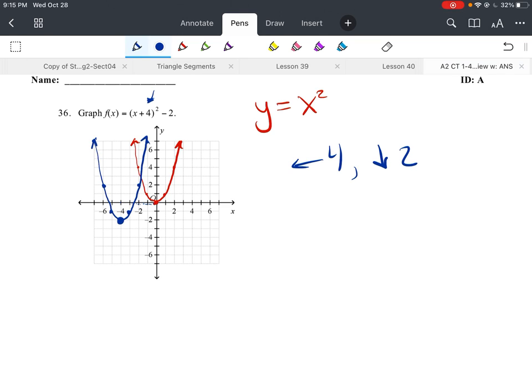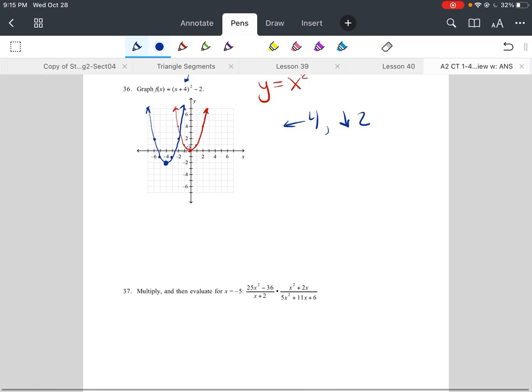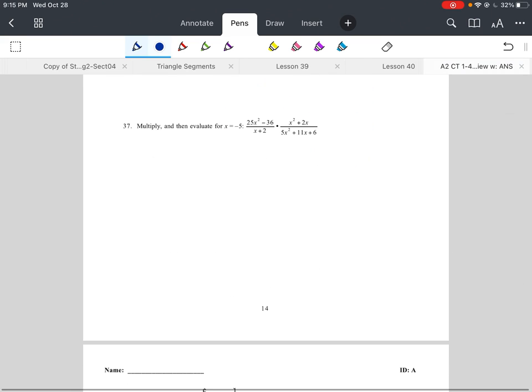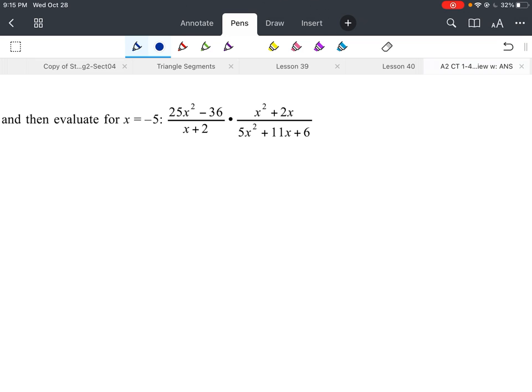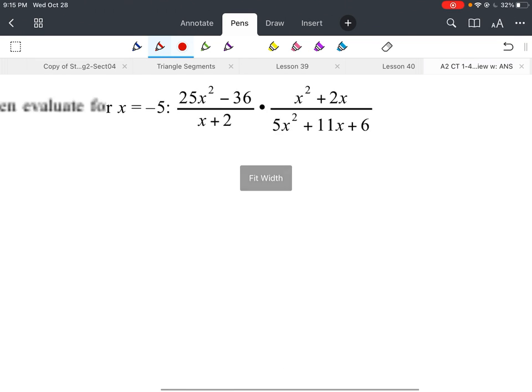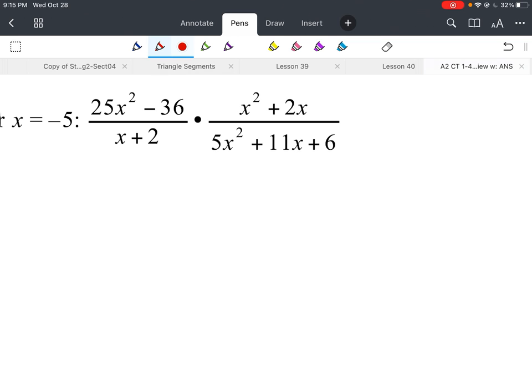And happy birthday, we got a winner. Okay, hopefully that made sense for you all. Okay, good stuff. So draw your parent function, and then draw whatever changes happened on that one, and you're good. Multiply and evaluate for negative 5. So let's multiply first, and evaluate for negative 5. We're on 37. We're almost done, guys. We got this. Starting to get tired.